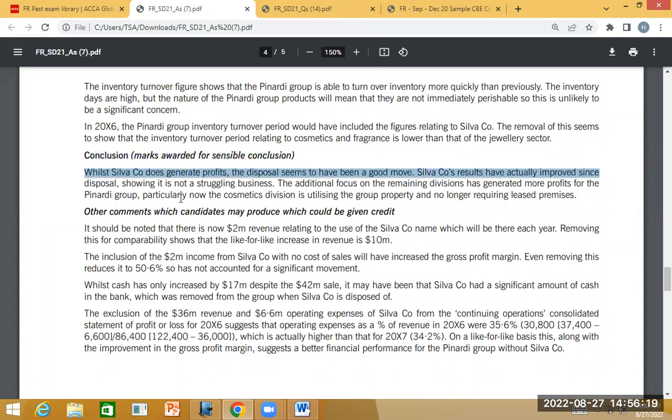Marks are awarded for a sensible conclusion. While silver does generate profits, the disposal seems to have been a good move. Silver results have actually improved since the disposal, showing it is not a struggling business. The additional focus on the remaining division has generated more profit for the Pinardi Group, particularly now the cosmetic division is utilizing the group property and no longer requires the leased premises. So the strategy of the Pinardi Group is to focus more on the cosmetics and fragrance business rather than the jewelry business. They exit the jewelry business and focus on the rest. It seems to have been a good move because their profitability has increased over the period. When we sold the silver, their profitability improved. So that is the reason they are saying that selling the silver is a good move for the company. So this is how you need to write the conclusion. That's it.